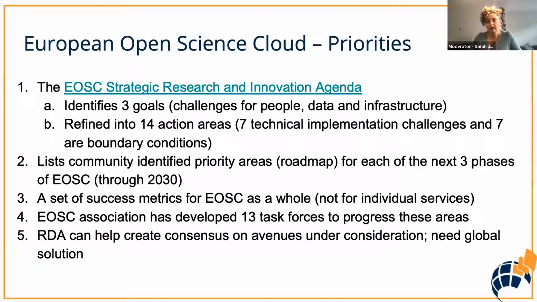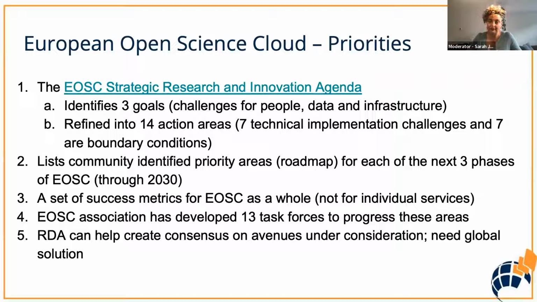We also, through the EOSC Association, have been developing a strategic research and innovation agenda. That essentially sets out the framework of what still needs to be done. So the SRIA has a whole strategy element. There are three goals around the challenges for the people elements, the different stakeholders, the data and the infrastructure. And within that, we have action areas.